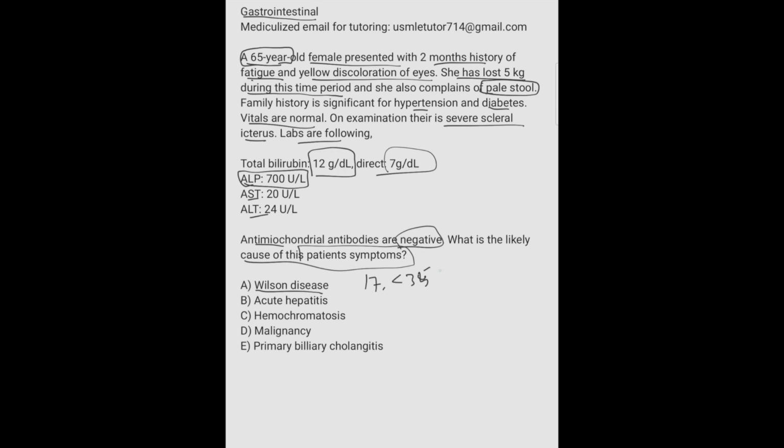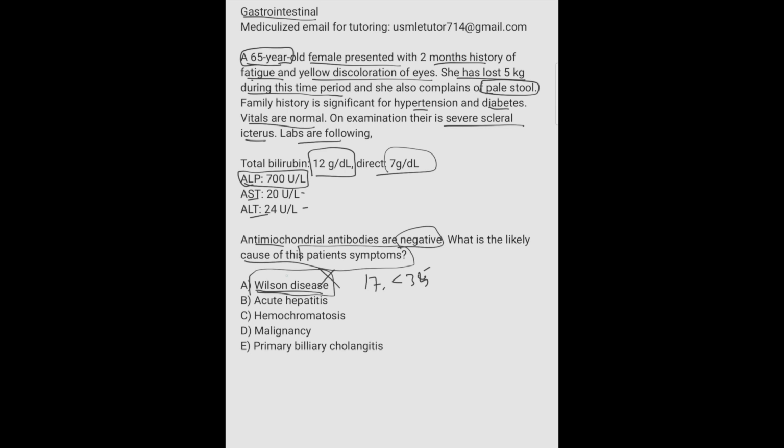There are also KF rings, Kayser-Fleischer rings, which you see on slit lamp examination, increased urinary copper and decreased serum ceruloplasmin. So those are the features. But here, the patient is really old, and the picture is obstructive jaundice. Also AST-ALT are normal. Wilson usually affects the AST-ALT as well. So those would be the reasons that Wilson is wrong.